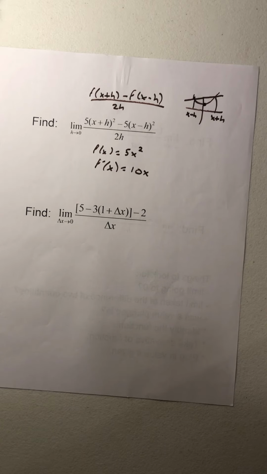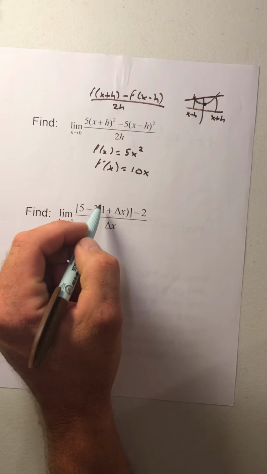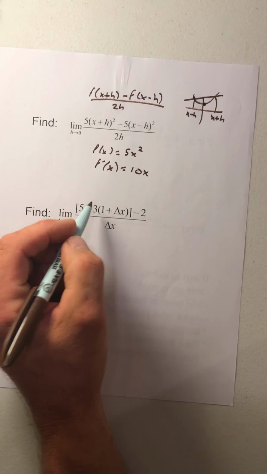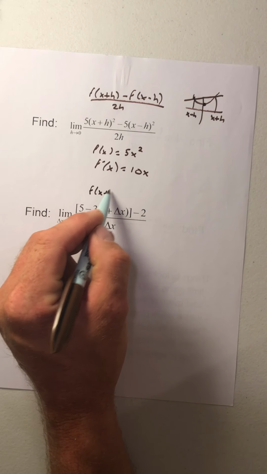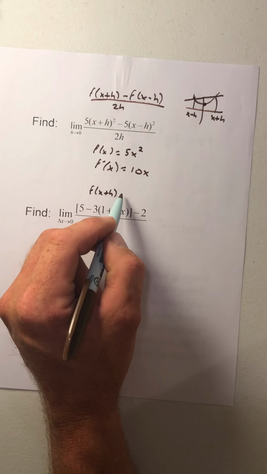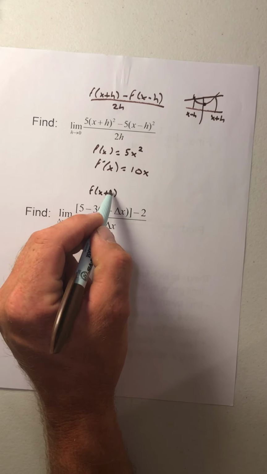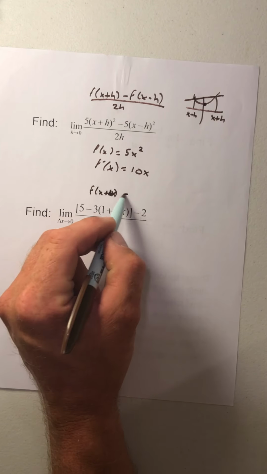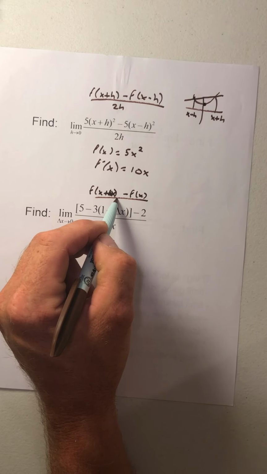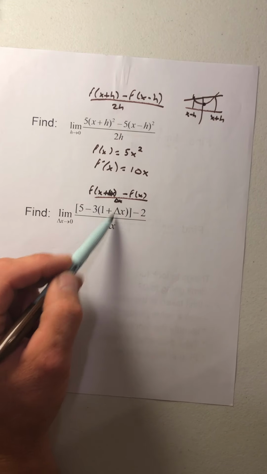In the next example, we have the limit as delta x goes to 0 of 5 minus 3 times the quantity 1 plus delta x, and then minus 2, all over delta x. I think this was one of our assignment problems a while ago. Notice here we don't have any x's, but if I think about my definition, I had f of x plus delta x, f of x plus h, or delta x in this case, minus f of x over delta x. So I got that delta x.